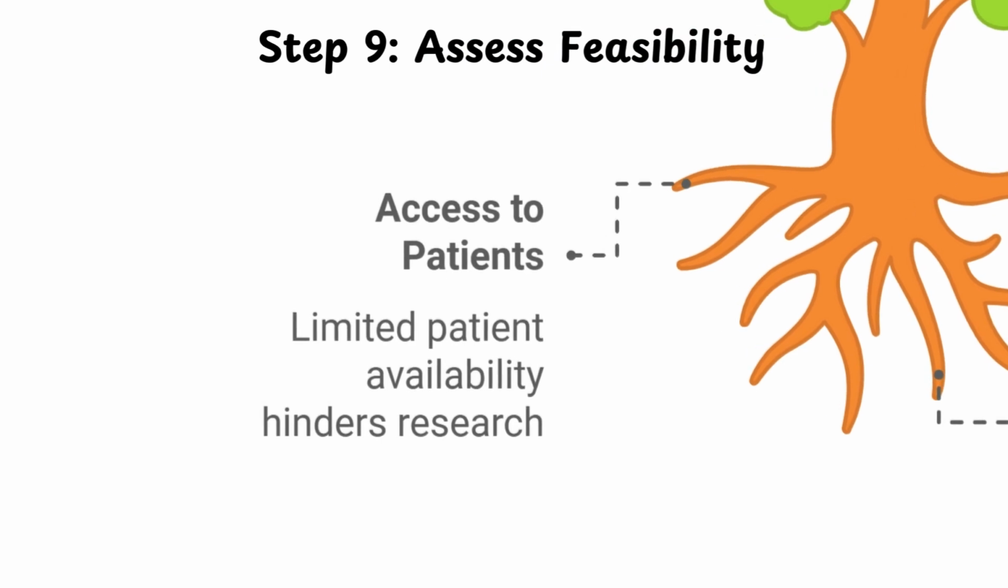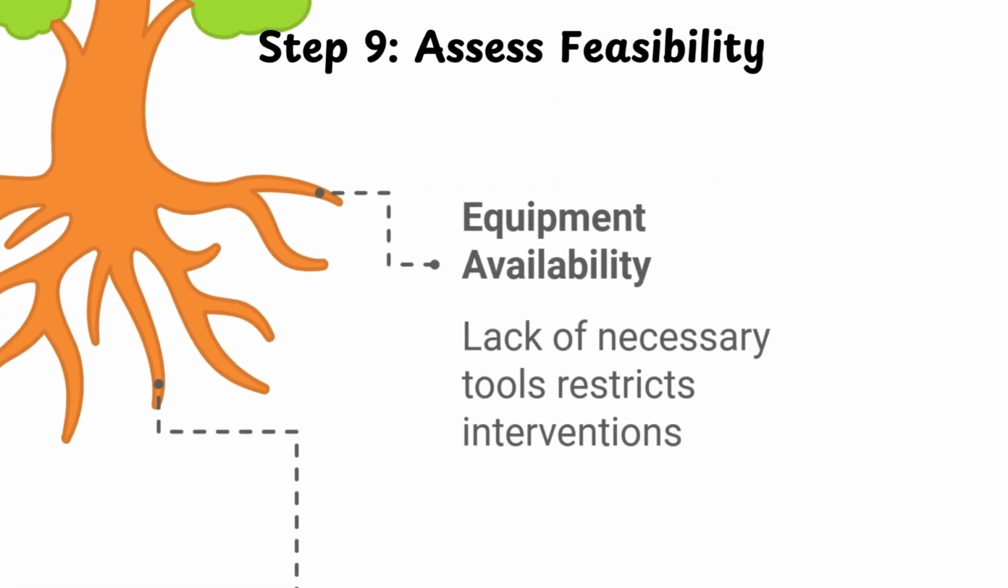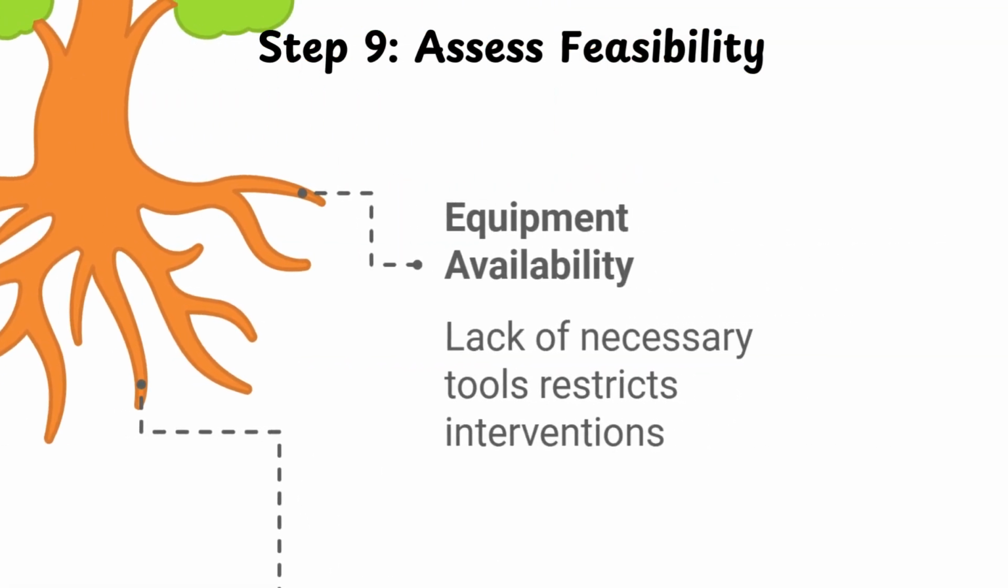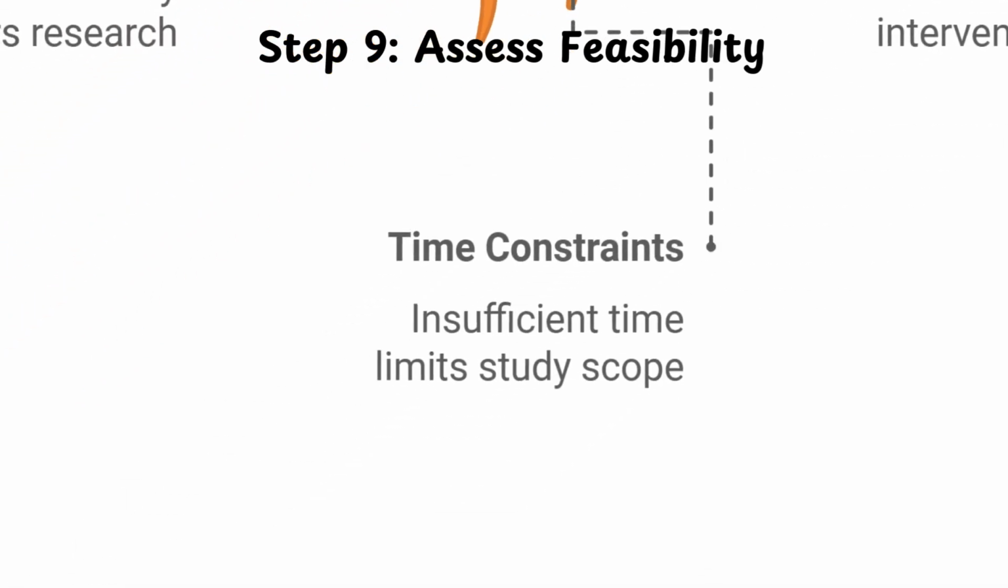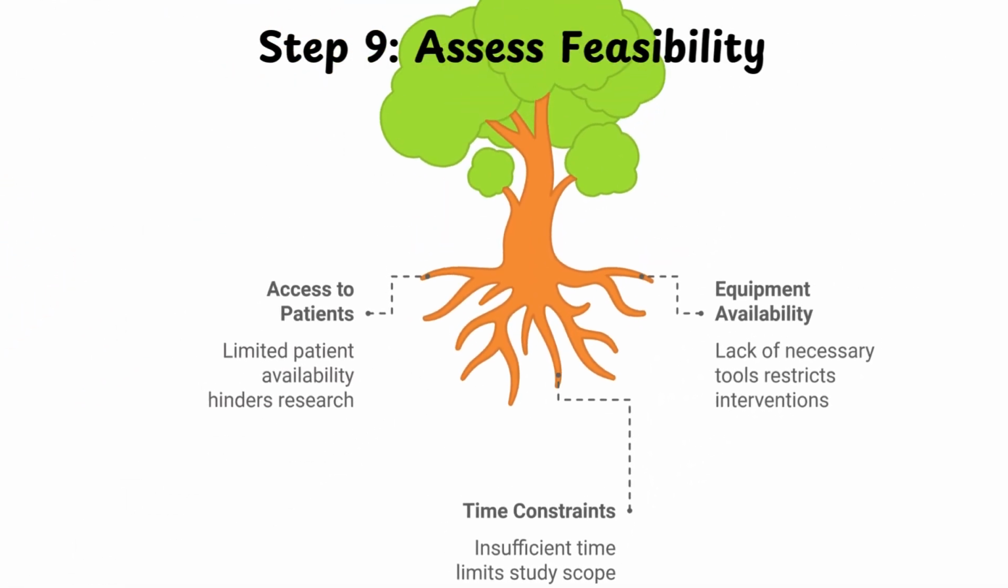Before moving forward, assess whether your study is feasible. Do you have access to stroke patients and the necessary equipment, such as robotic devices? Can your research be completed within your thesis timeline? Evaluating resources and time is key to planning a realistic study.